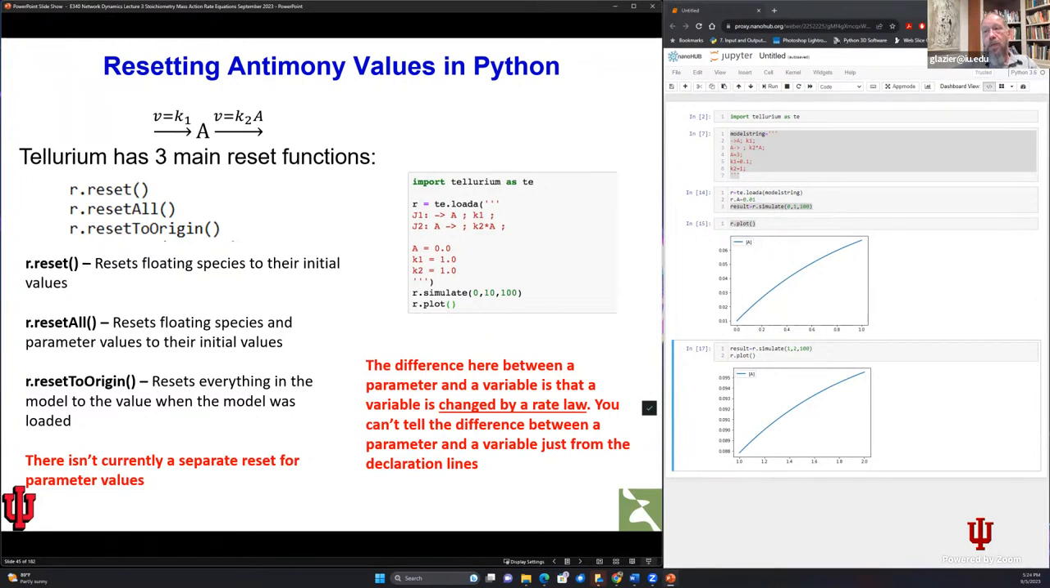Okay. Now you could say, what's the difference between a floating species or a variable and a parameter? A parameter is something like K1 or K2, which is used to define a rate, but is not changed by a chemical reaction. There's no differential equation that describes how K1 changes or K2 changes. It's not changed in the simulation. A is changed in the simulation. It's a variable. There doesn't seem to be a way to reset the parameters without resetting the variables. And so when we're doing parameter scans, we'll often be using the reset functions to do that.